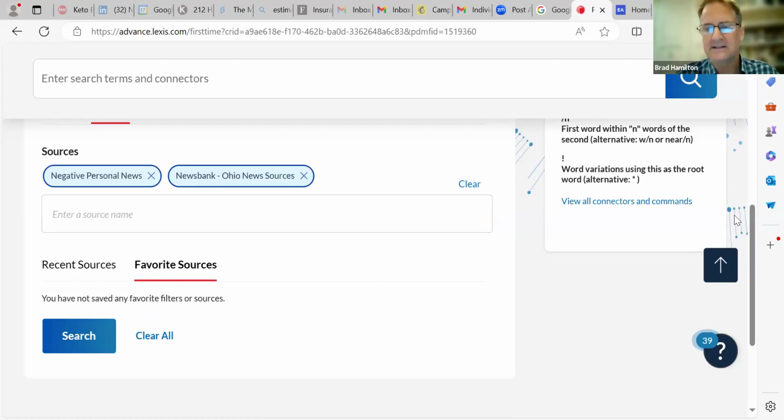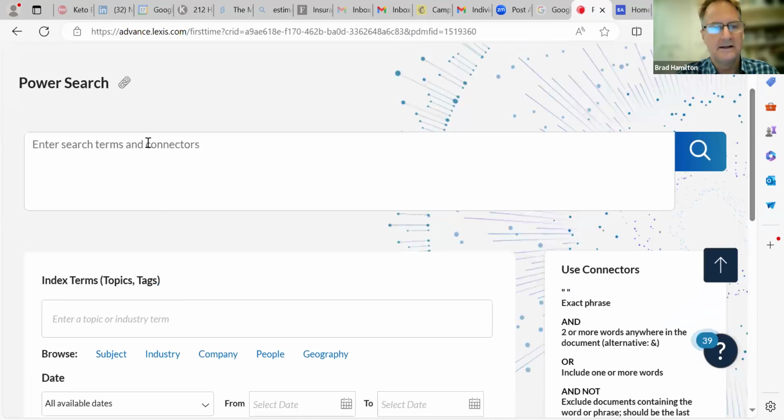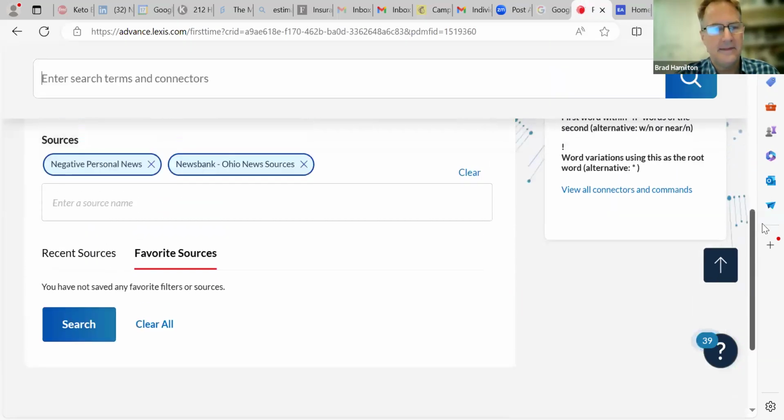Okay, so in this particular case, the person's name would be up here in the search field, Joe Johnson, right? And then here you're using these two sources to try to find out stuff from his past, or basically whatever might have popped up in the past.